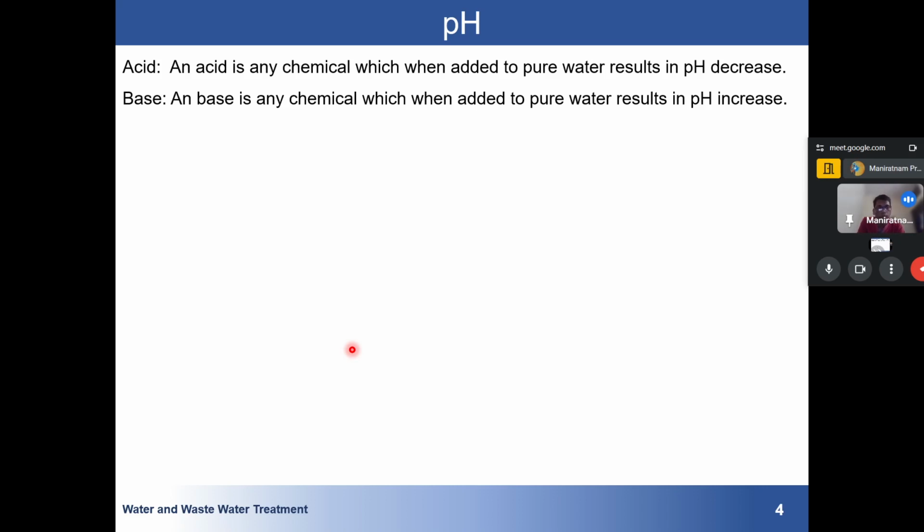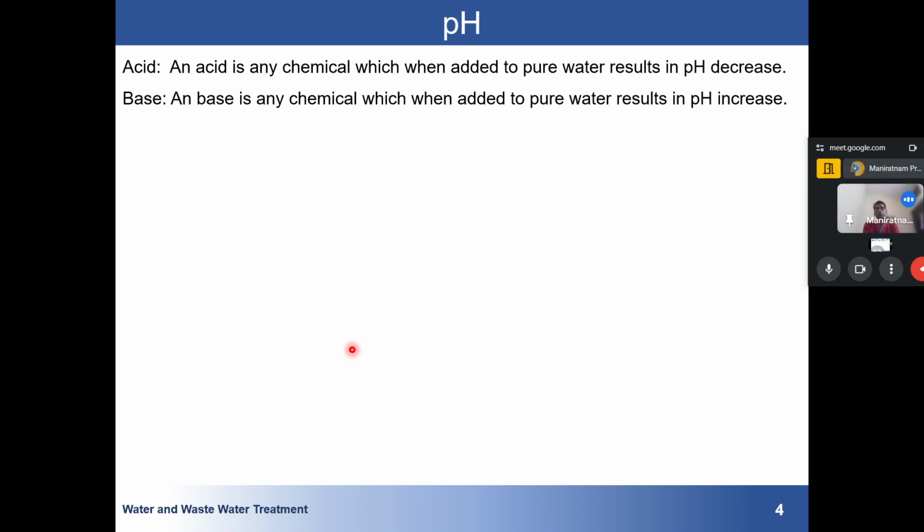Suppose you are treating water and you know the species present in the system, then you can calculate the pH, but that is not the challenge. The challenge is that we have to know the pH of the system, and the best way to know it is to measure it with the help of a probe. Based on the measured pH, we have to decide the treatment process, like if the pH is very high, which treatment process I have to adopt.